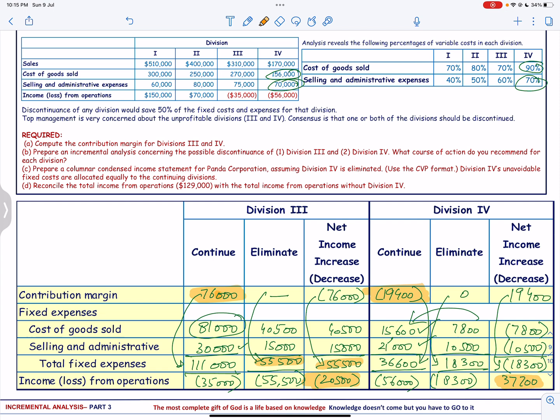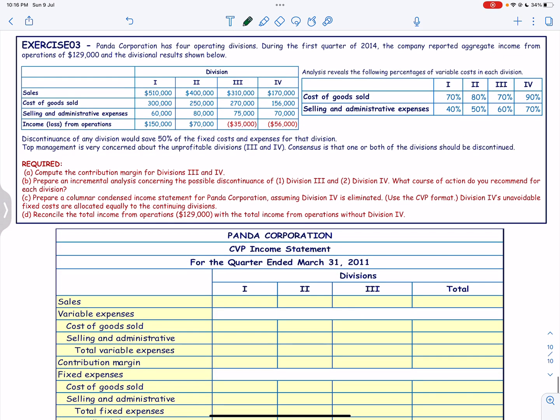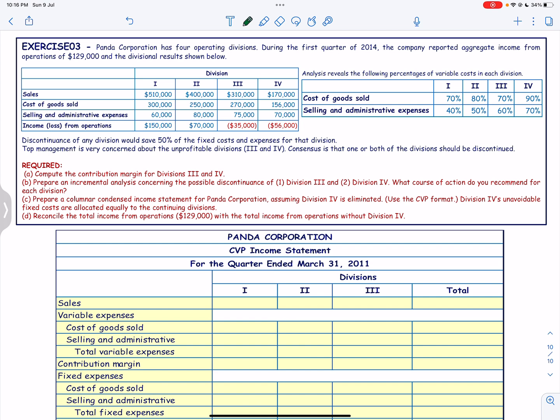Okay. Next we go to part C, prepare a columnar condensed income statement for Panda, assuming division 4 is eliminated. So division 4 will be eliminated and these three will continue. That means of the cost of division 4, only 50% of the fixed cost of division 4 has to be shared by or absorbed by the other three divisions. And let us see how we do that. Now division 4 is going to be eliminated.